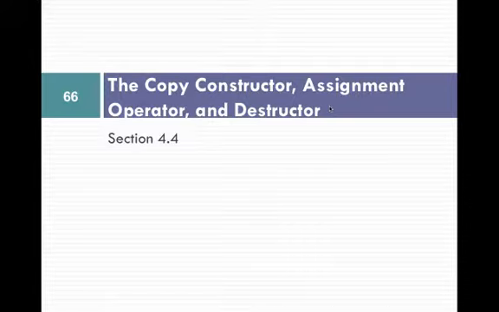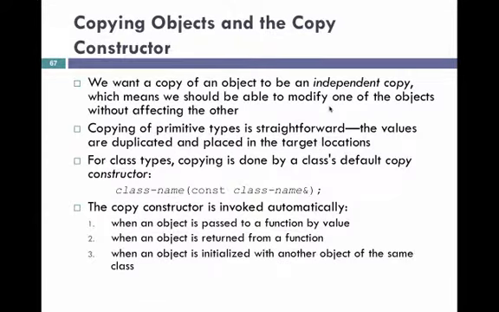This slidecast will cover the copy constructor, assignment operator, and destructor. We want a copy of an object to be an independent copy, so that after we've copied an object, we can modify one without affecting the other. When we copy primitive types, it's very straightforward. The values are duplicated and placed in the target locations. Okay, we can copy an int or a double.